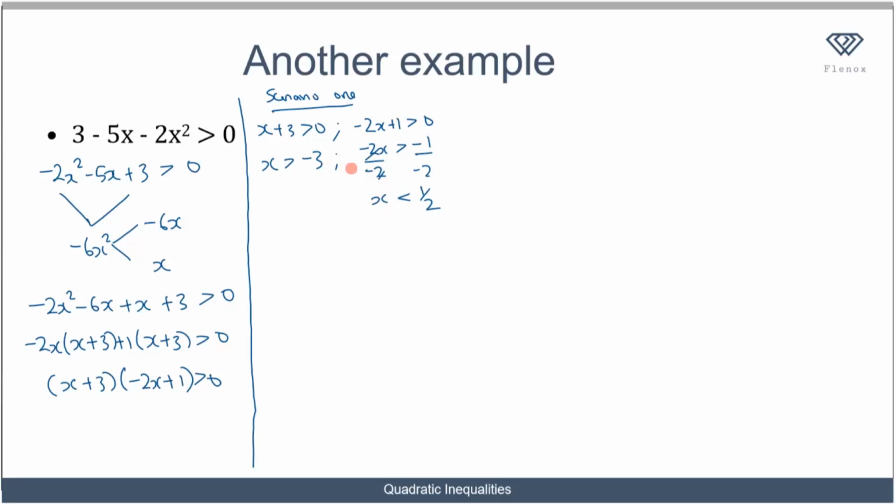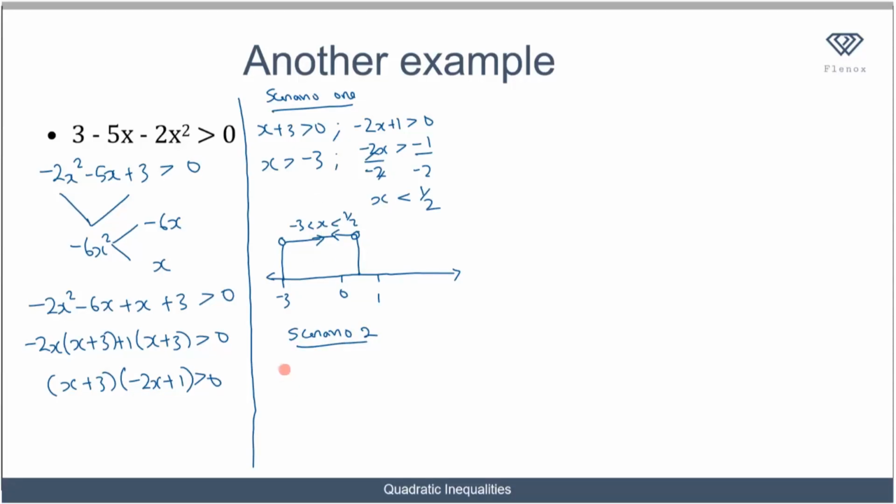For example, 0 and -1 satisfy this condition, and let's try to represent it on the number line. So on the number line, you have your 0 over here, and let's say you have your 1 here. So this represents your half over here, and you have your -3 over here. x is greater than -3, so x is in this direction, and at the same time x is less than half. Half will be over here. So as you can see, this graph represents -3 less than x, while x is less than half.